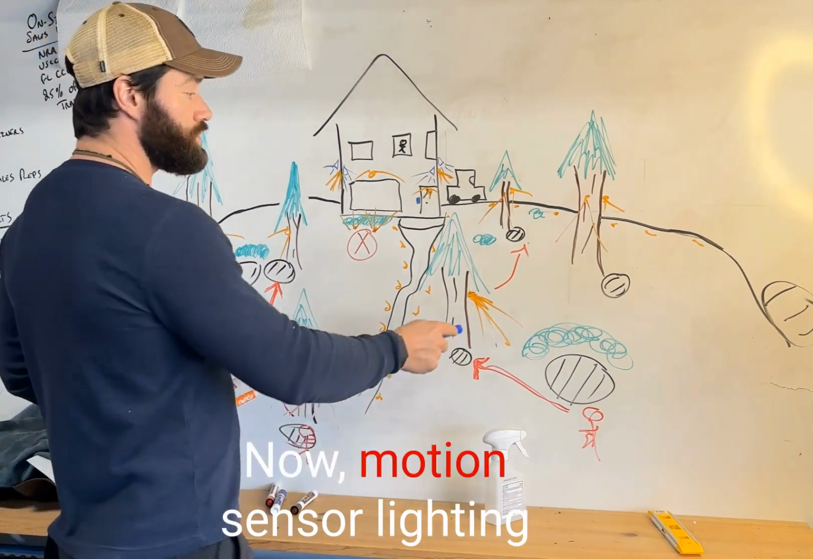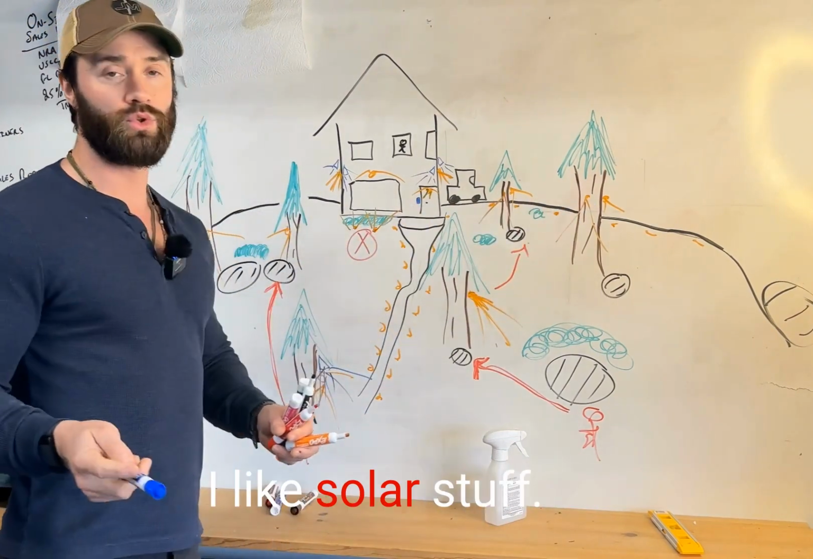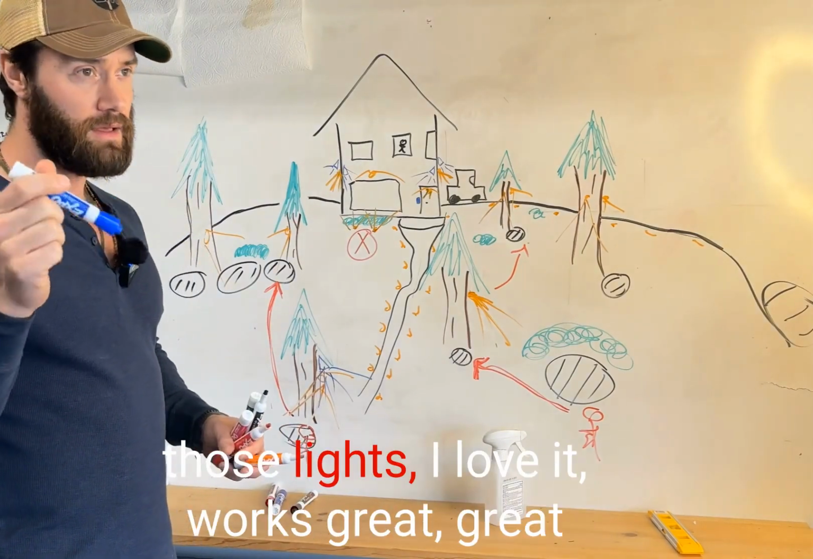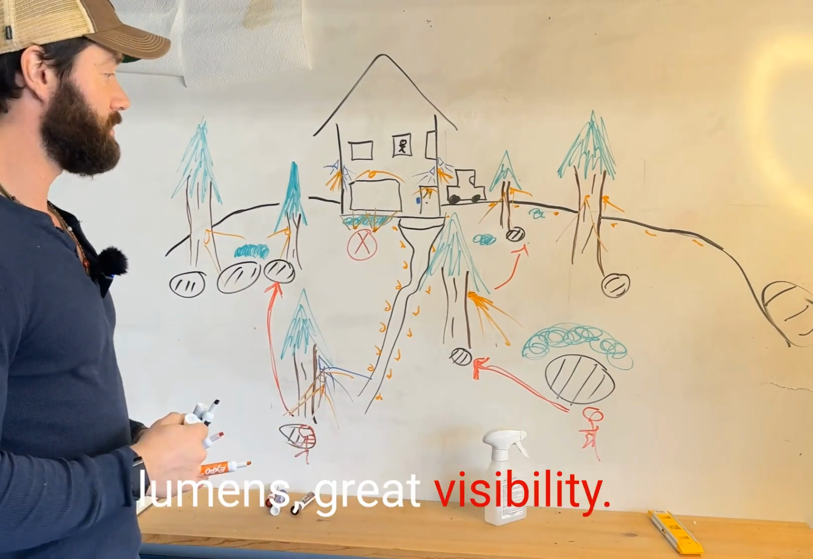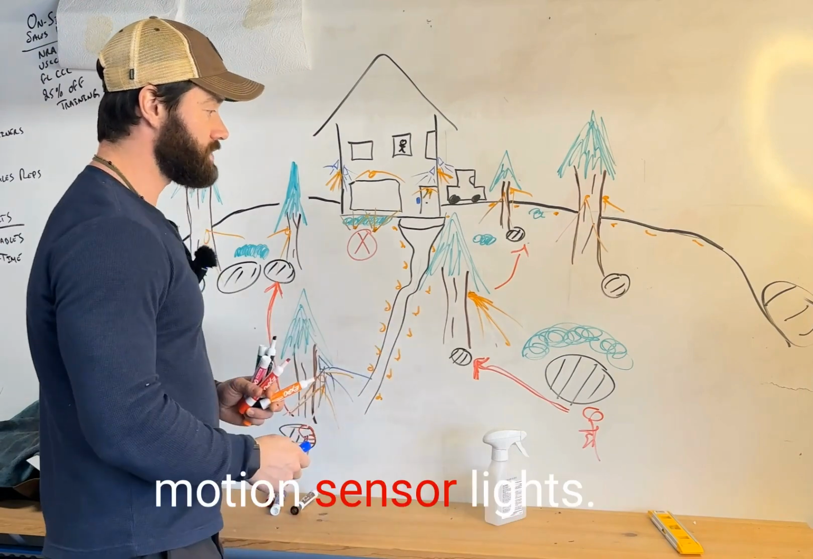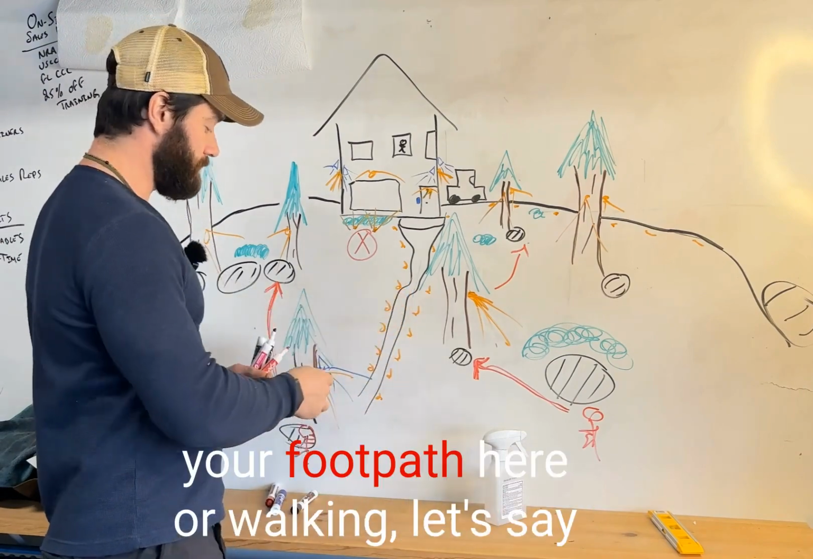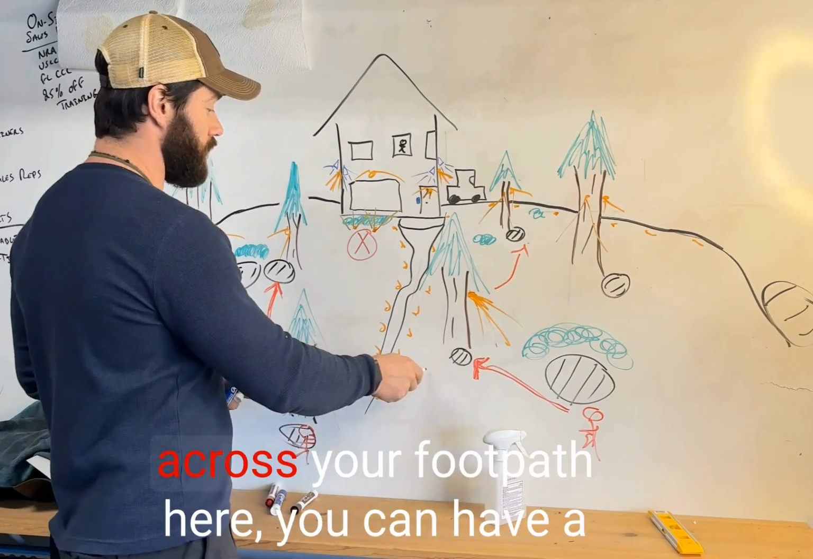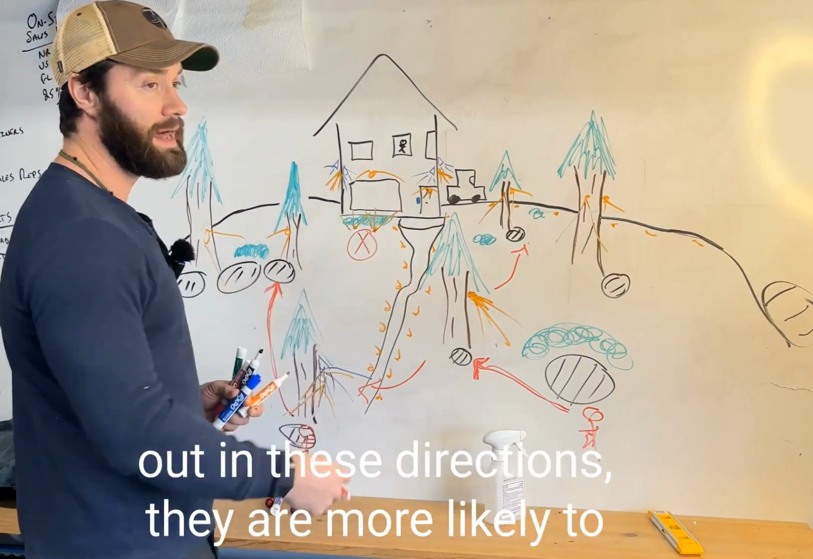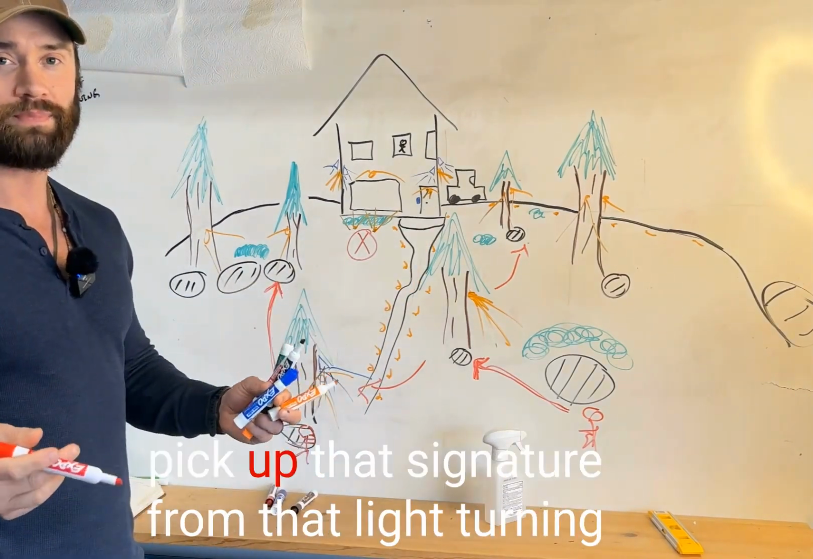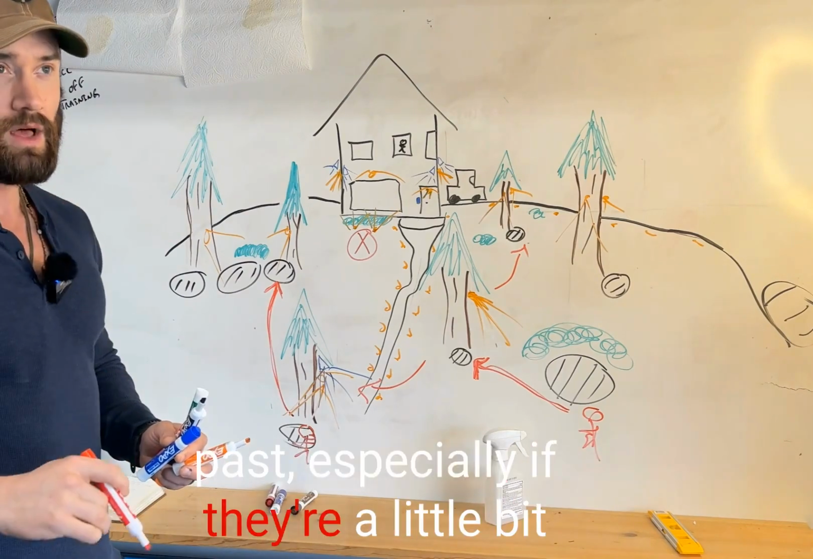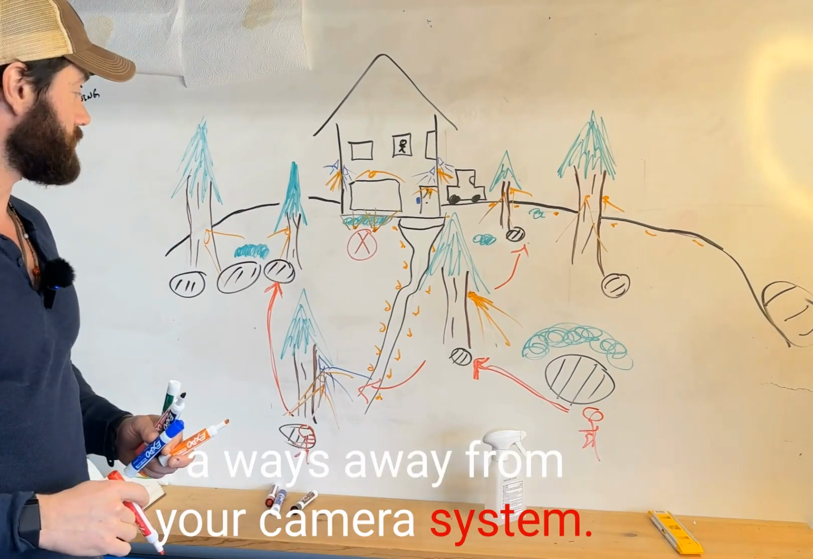Now, motion sensor lighting underneath trees, I like solar stuff if you have good sun exposure for those lights. I love it, works great, lumens, great visibility. The other thing that you could do though is have like these footpath motion sensor lights. So if somebody comes walking up your footpath here or walking, let's say, across your footpath here, you could have a couple of these motion sensor lights go off. And again, because you have cameras pointed out in these directions, they are more likely to pick up that signature from that light turning on as opposed to just somebody walking past, especially if they're a little bit a ways away from your camera system.